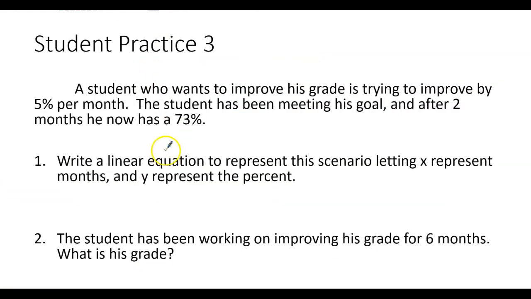The first thing I want you guys to do is I want you to set up a chart. And I want you to find out which one's your x, which one's your y, and which one's your slope. So pause the video here and give it a shot.